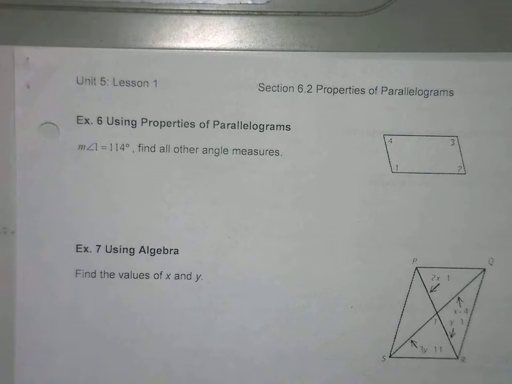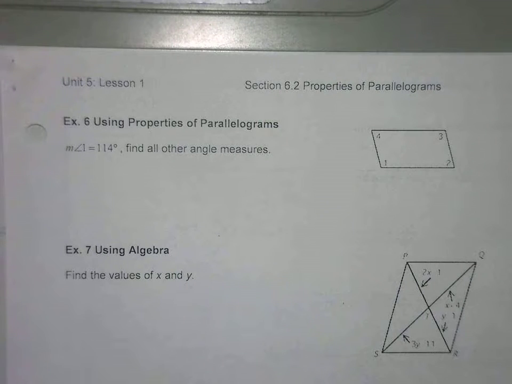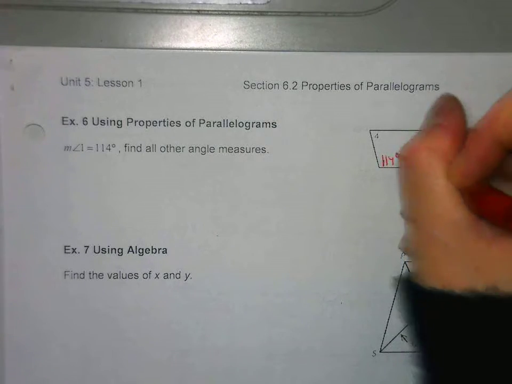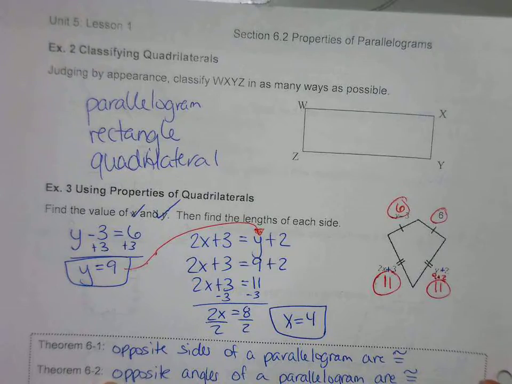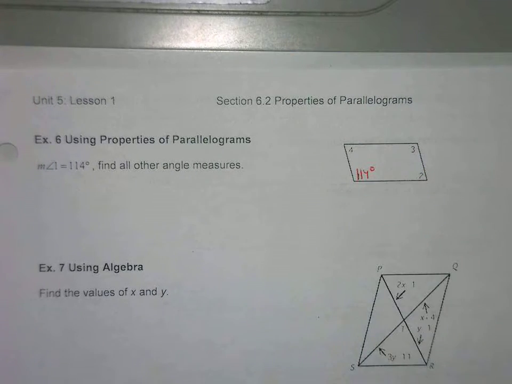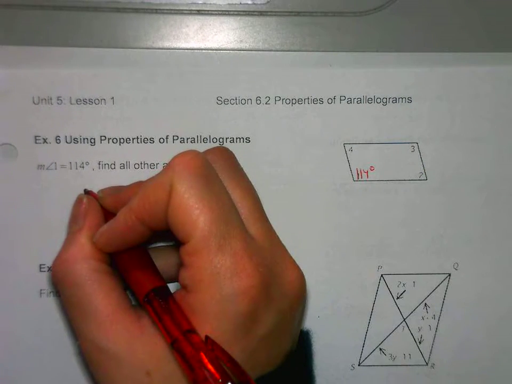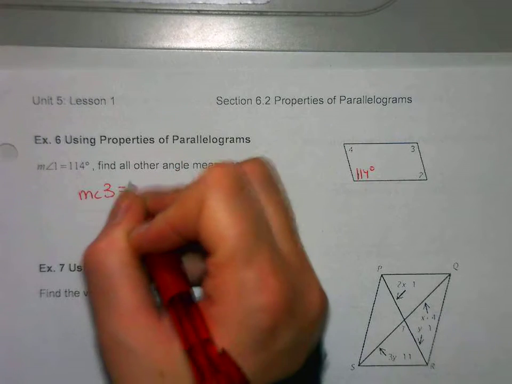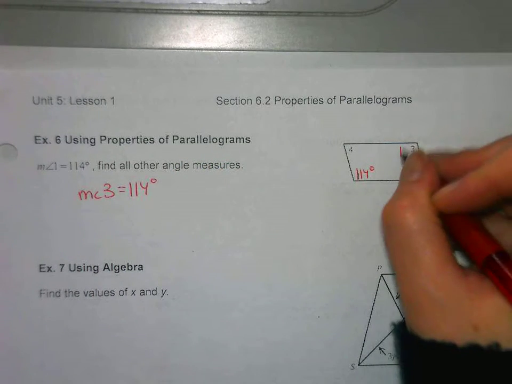So example 6, we're using properties of parallelograms, and we know that the measure of angle 1 is 114 degrees. So I know this angle right here is 114 degrees. According to our Theorem 6-2, opposite angles of a parallelogram are congruent. Well, my opposite angle is right here, angle 3. So that means angle 3 is also 114 degrees.